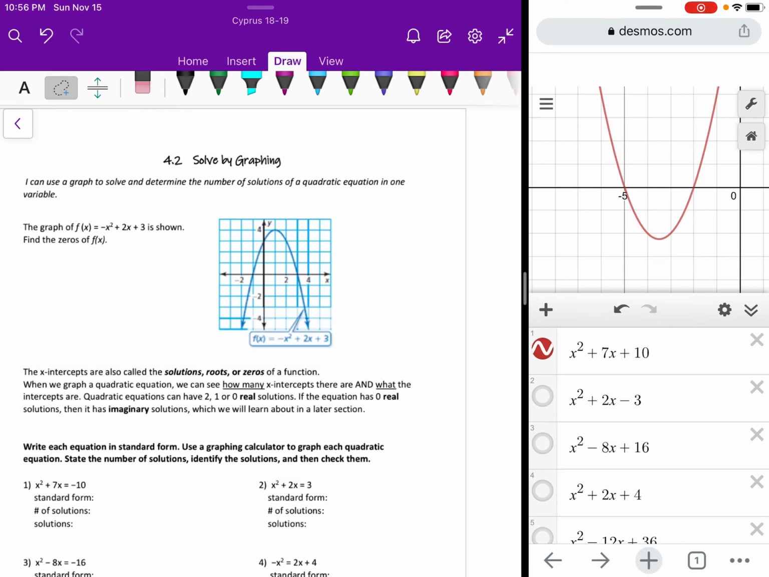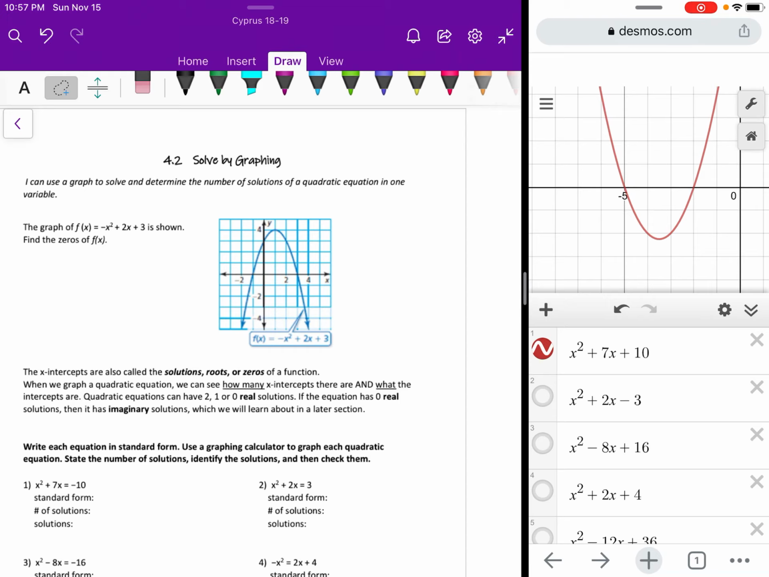Okay, so now we're going to talk about solving quadratic equations by graphing. This is one of the easiest ways to solve quadratic equations. So our I can statement here is: I can use a graph to solve and determine the number of solutions of a quadratic equation in one variable.